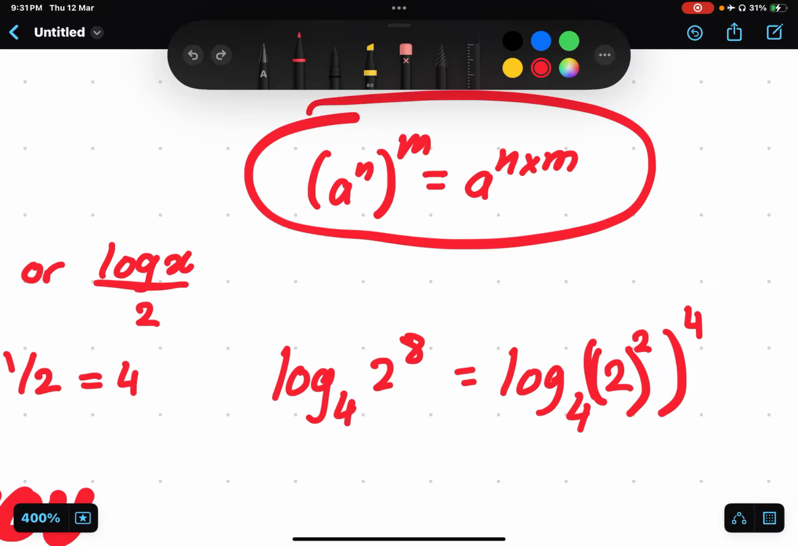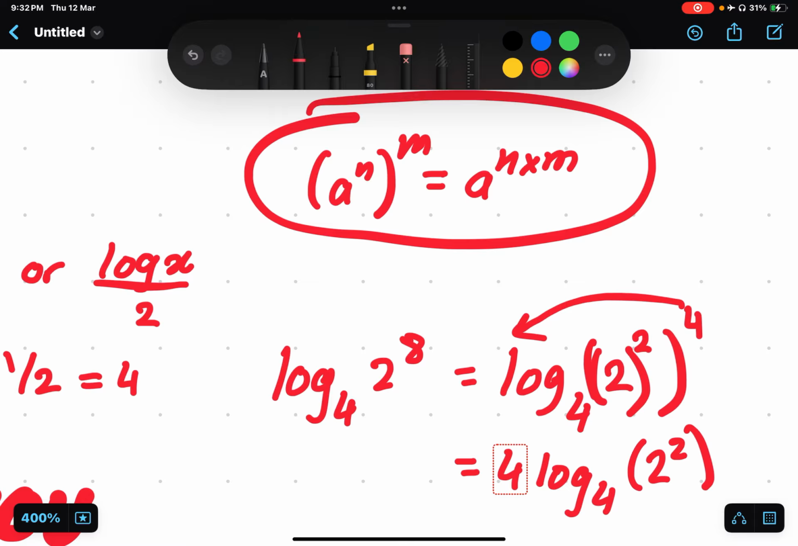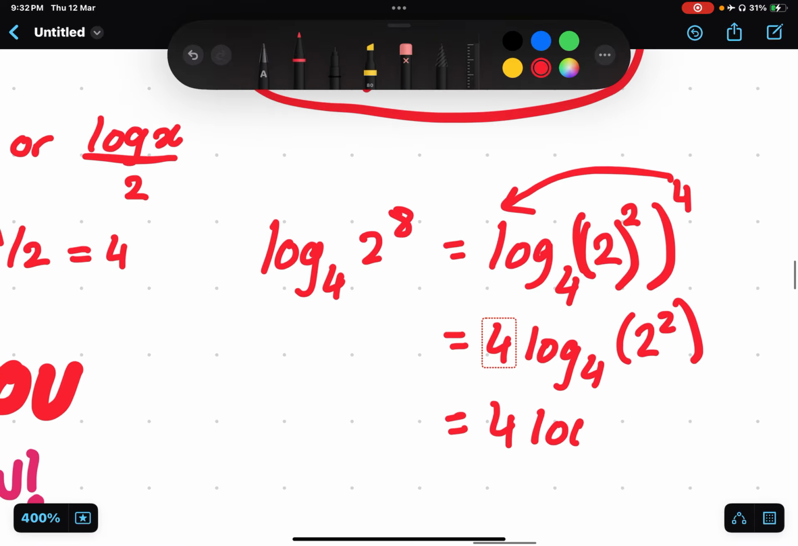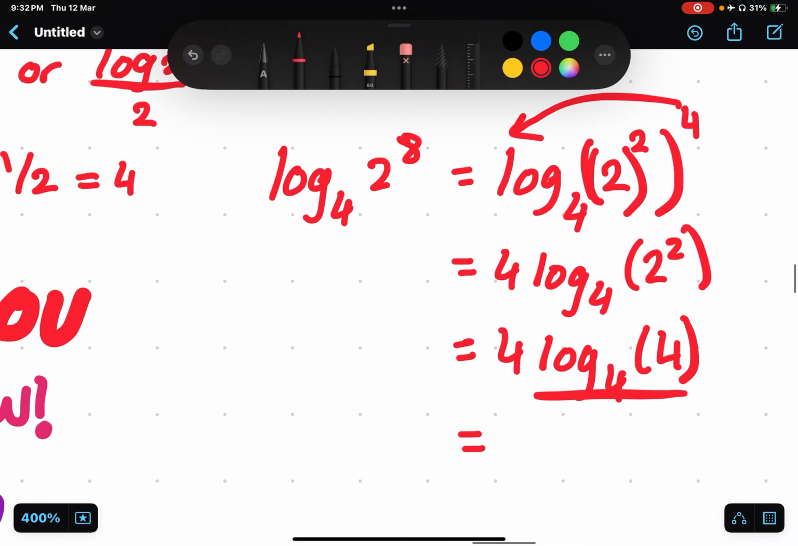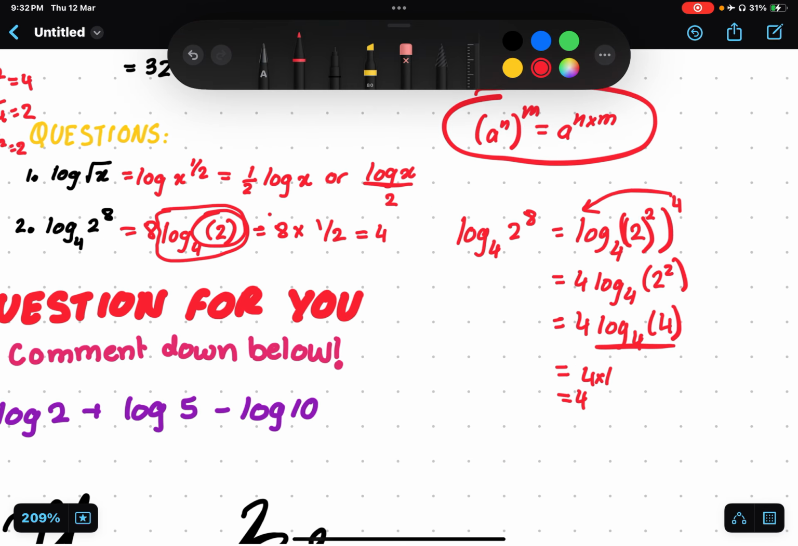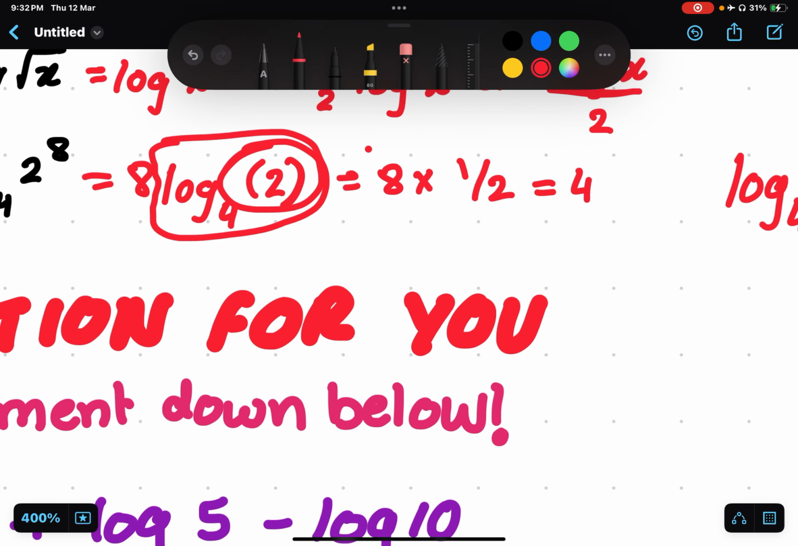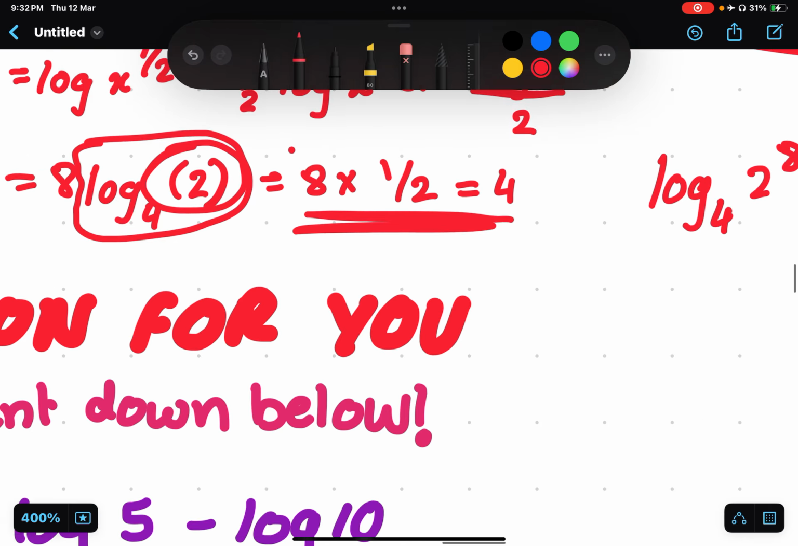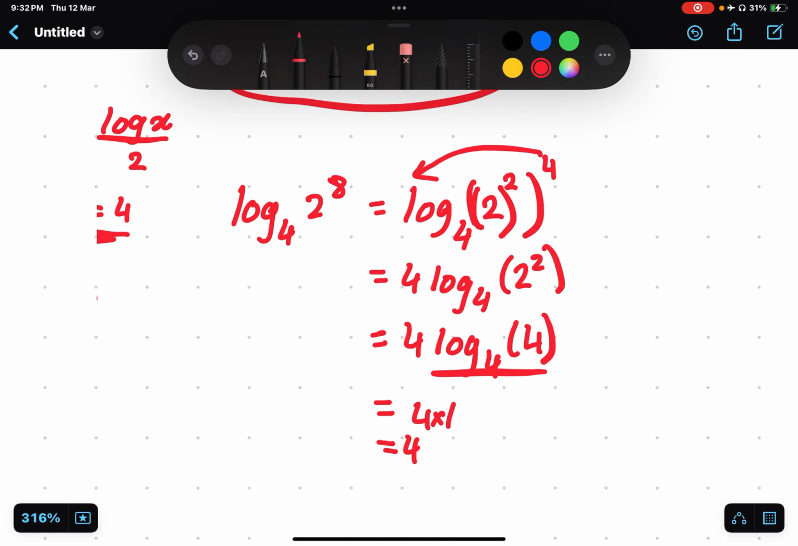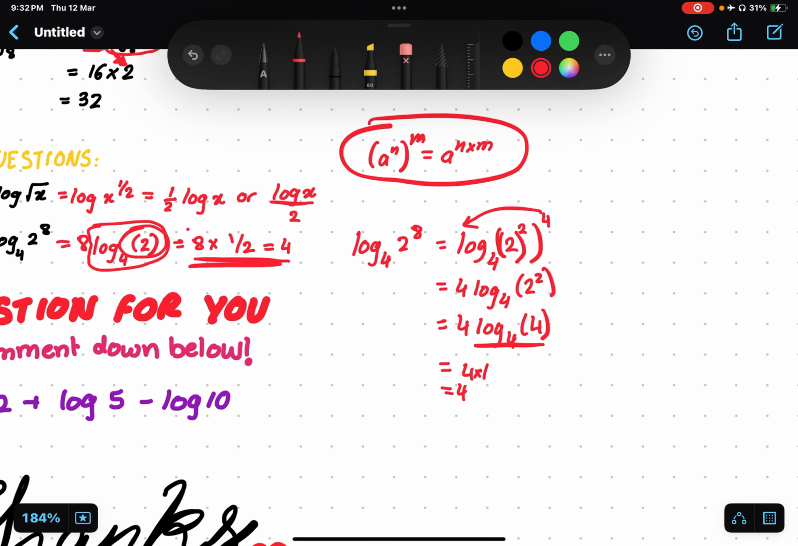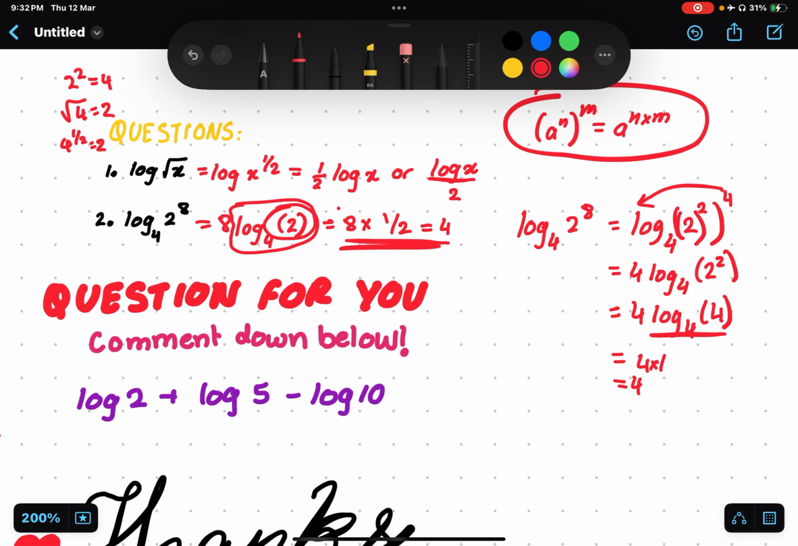So it's the same thing. Again, you can bring this forward, so you would get 4 log base 4 of 2 squared. And 2 squared is 4, so this becomes 4 log base 4 of 4. And we know that 4 to the power of 1 is equal to 4, so the log becomes 1. So no log anymore, 4 times 1, and we get 4. So there are multiple ways to go about this. I find that if you know the little trick, it's quicker, but you can do it any way you like, as long as you get the same answer and you're not doing any wrong steps, you are all good.